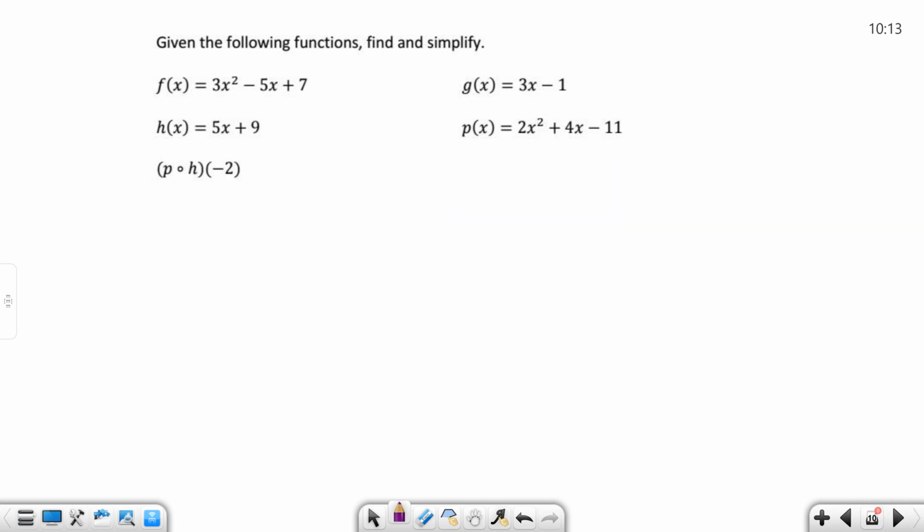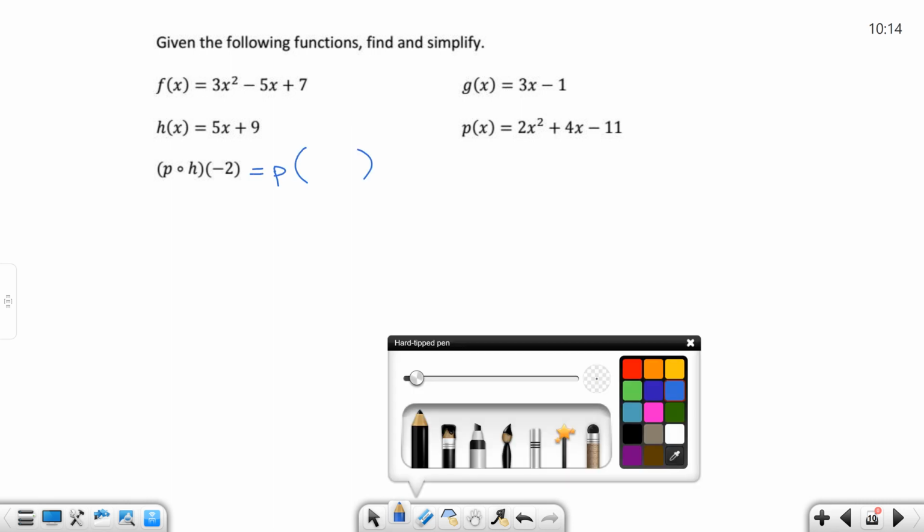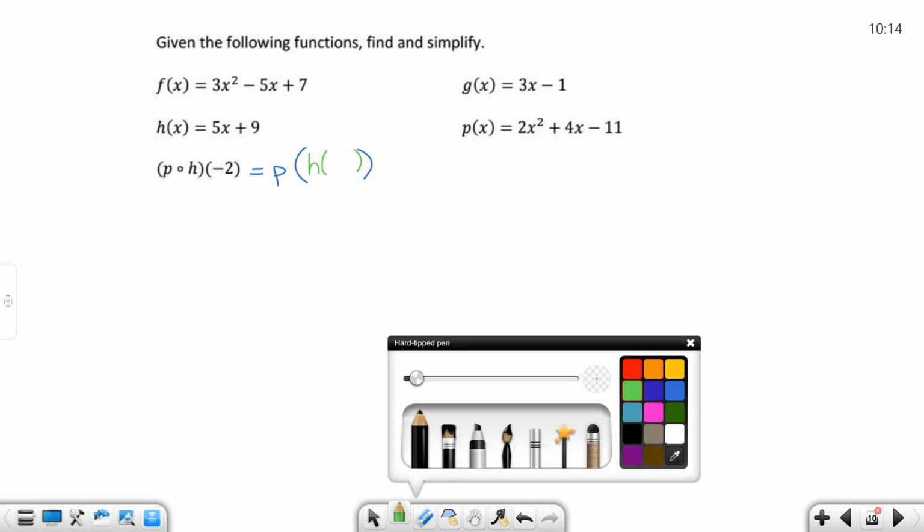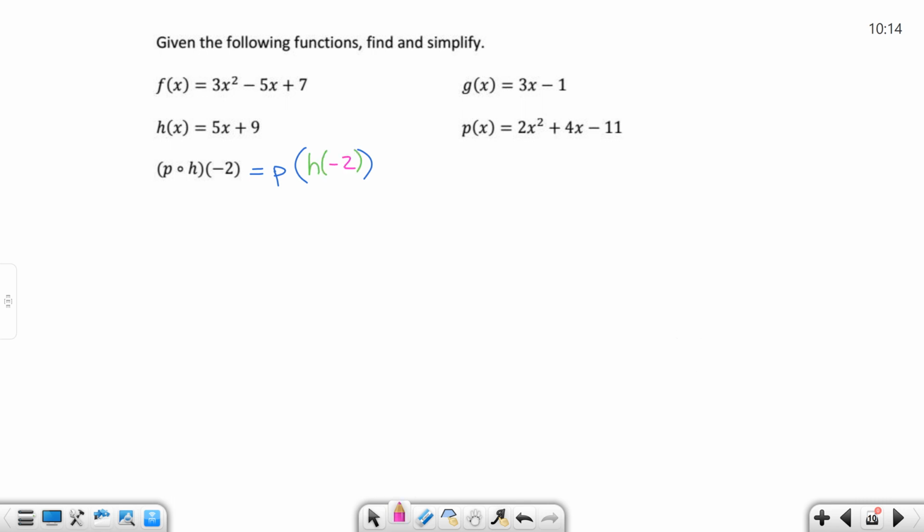I did the wrong color again there. All right, so here, what is this one? This says P of H of negative 2. So this is literally P of what? H of negative 2. P of H of negative 2. So guess what I'm going to do first? I'm going to find H of negative 2.